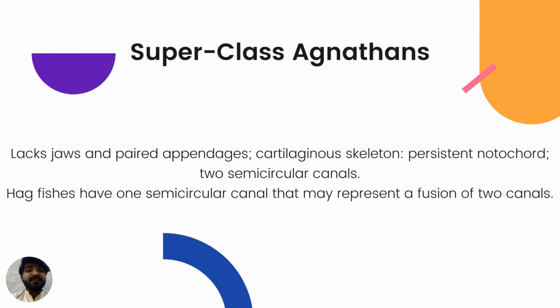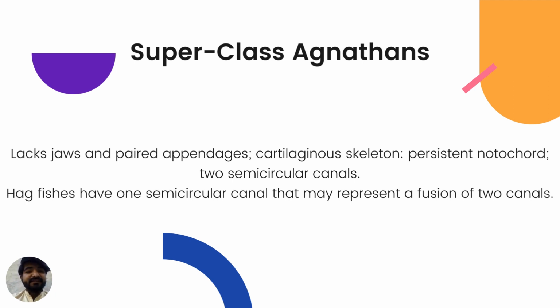And next we talk about the superclass Agnathans. If we talk about the classification of the fishes, it starts from the kingdom Animalia, phylum Chordata, and subphylum Vertebrata. After this, class and superclass start. Fishes start from the superclass. There are two superclasses of fishes. We are going to discuss the first and the second one later in this video.